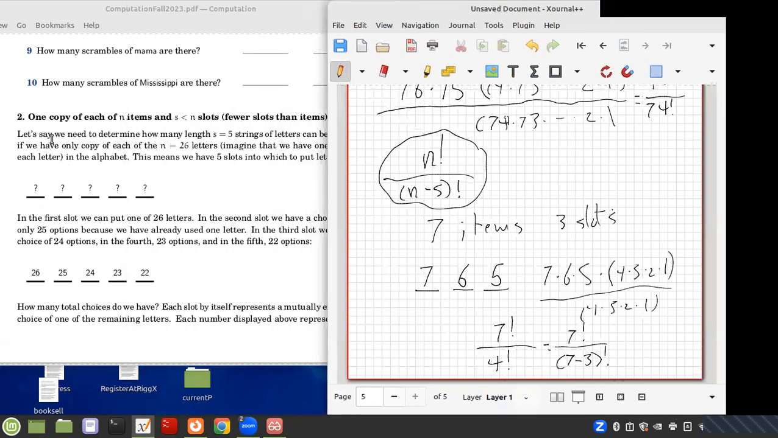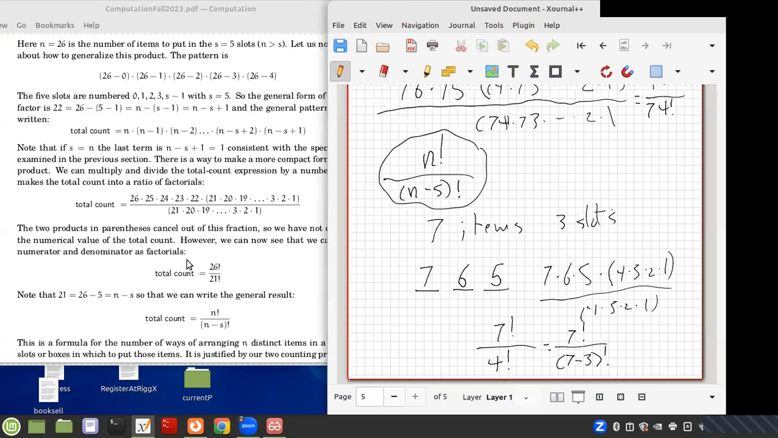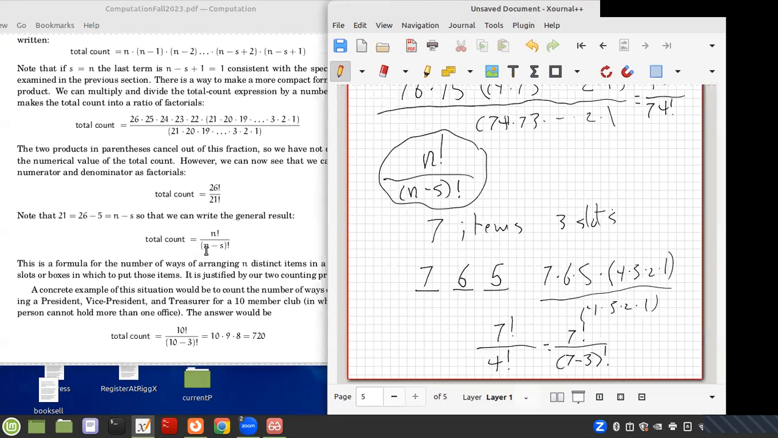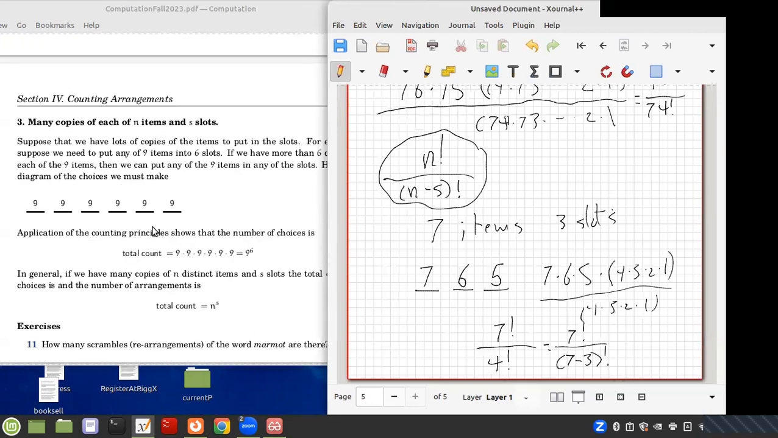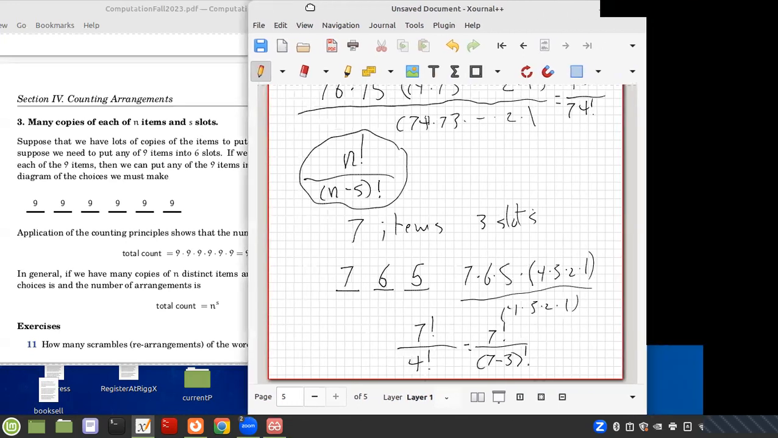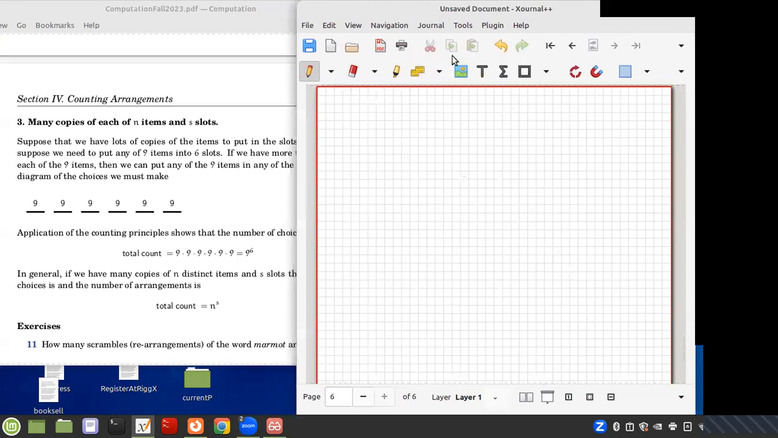So that's number 2, the copy of n items with s less than n, fewer slots than items. And it goes through, and there's the formula there, right? And some examples. But what happens if we have, let's go to the next one, number 3. What happens if we have n items and s slots, but we have as many copies of the items as we want, an inexhaustible supply?